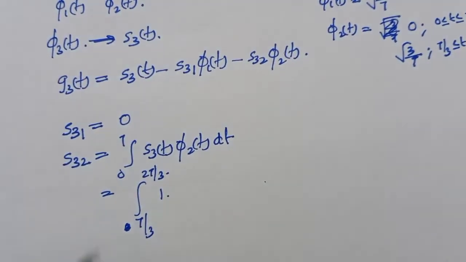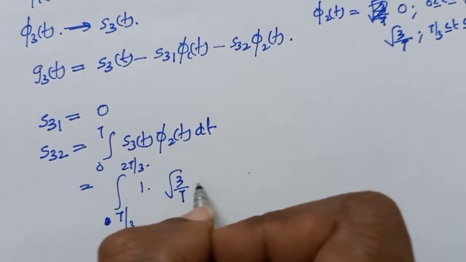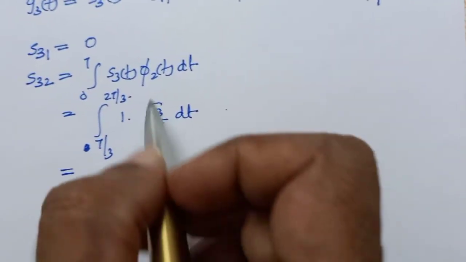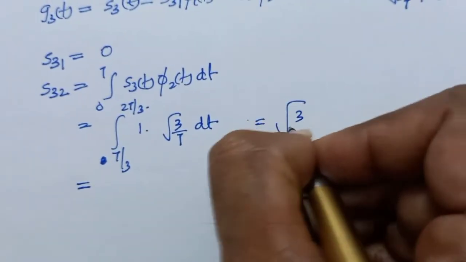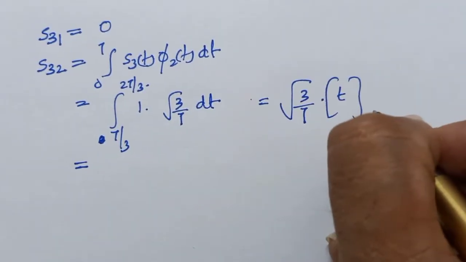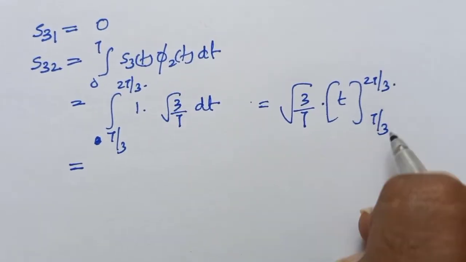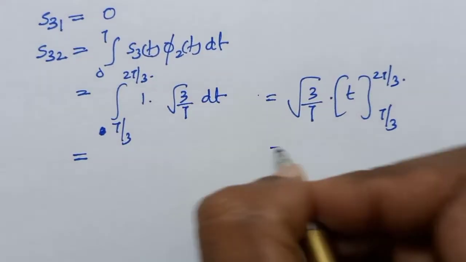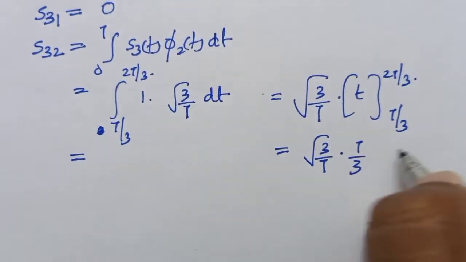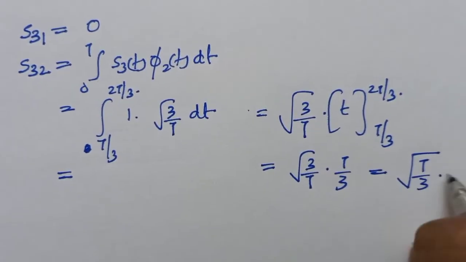S3(t) is 1, phi 2(t) is root of 3 by t, dt. So this will be equal to root of 3 by t into t, applying the limit t by 3 to 2t by 3. So 2t by 3 minus t by 3 is t by 3. So this will be equal to root of 3 by t into t by 3, which will be equal to root of t by 3. So which is a constant.